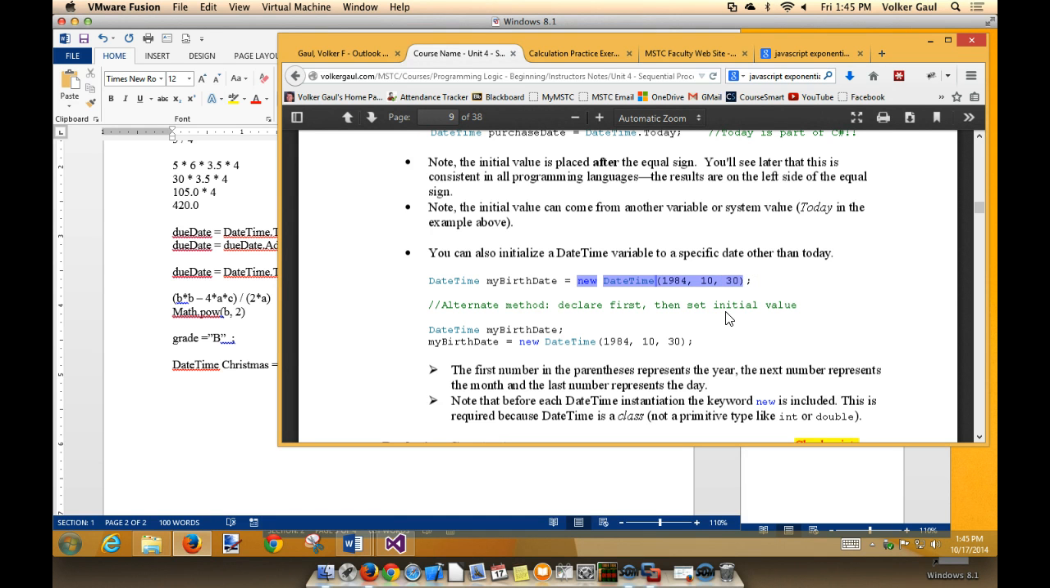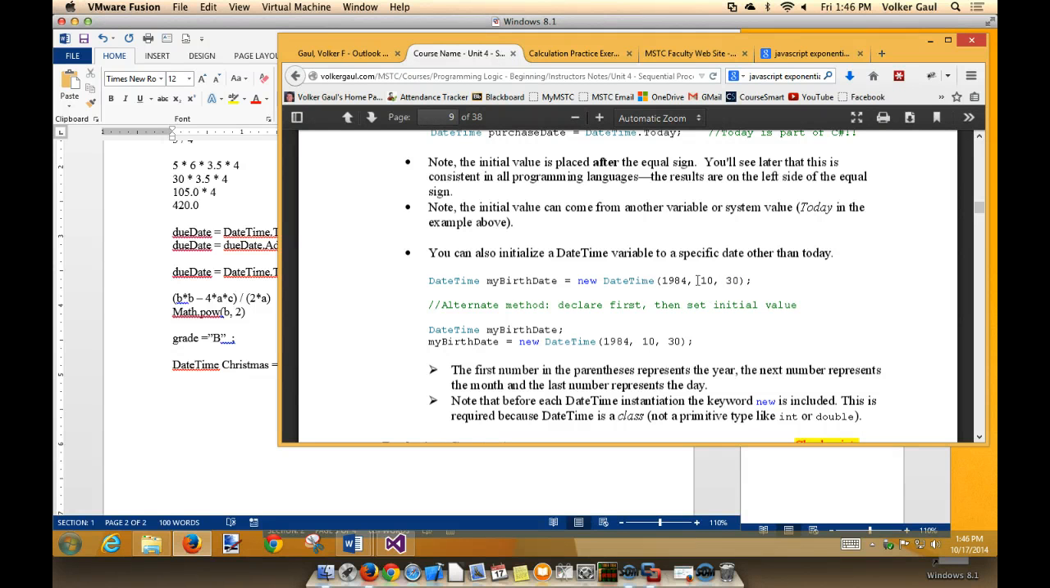But there's your clue. New date, time, year, month, day. I think it's obvious. I picked that date for a reason. You can't mess up that that's not the month. That's got to be the year. That's not the month. It's got to be the day. Has to be in that order. Has to look exactly like that.